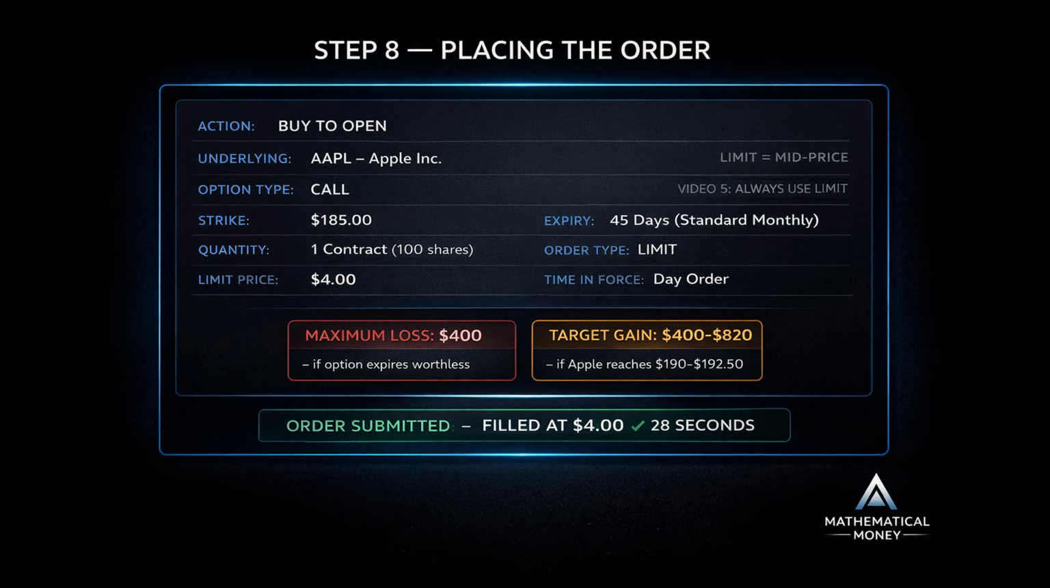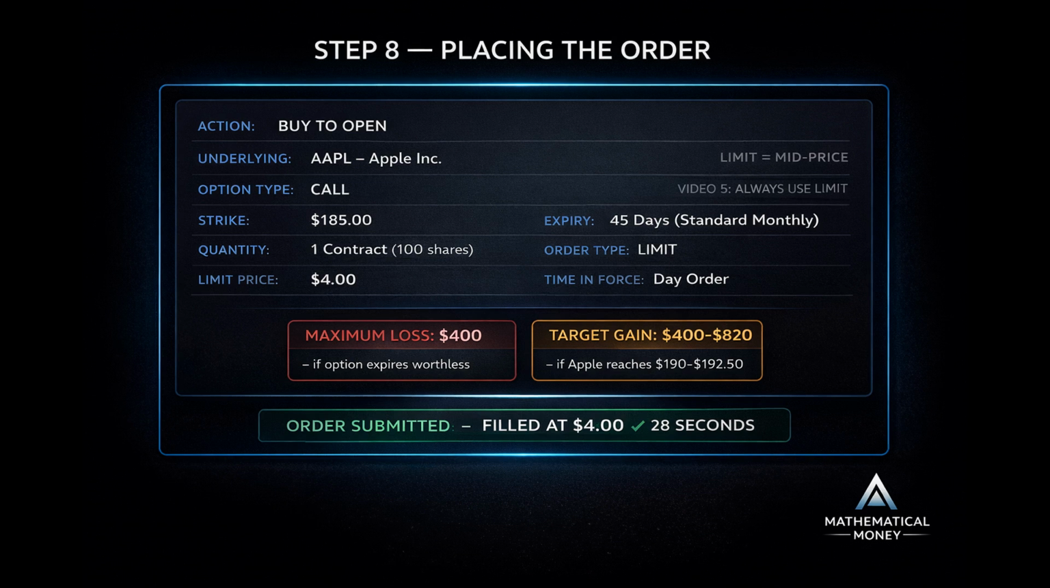Place the order. Step 8. Placing the order. You open the order ticket. Option type, call. Underlying, Apple. Strike, $185. Expiry, the 45-day monthly date. Action, buy to open. Quantity, 1 contract, 100 shares. Order type, limit. Limit price, $4 even, the mid price. Time in force, day order.